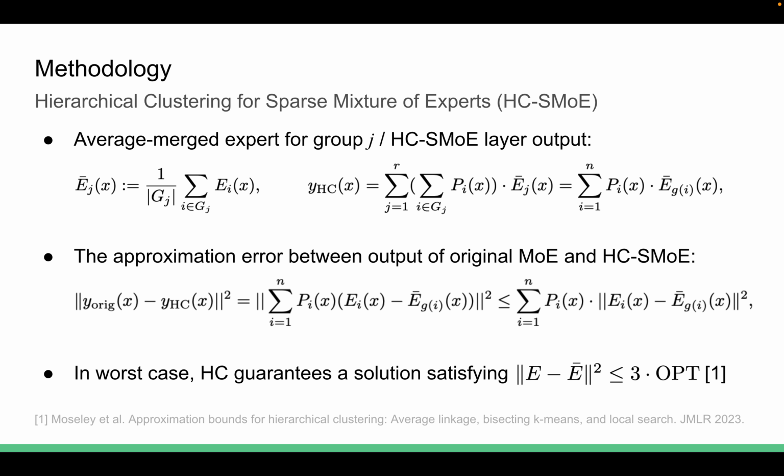Here comes our methodology of HC-SMoE. By defining the layer output, the approximation error between the original model and HC-SMoE will be bounded by this equation by applying Jensen's inequality. And the study has shown that in the worst case, hierarchical clustering guarantees the solution will not exceed 3 times the optimum upper bound. Therefore, we use HC as our clustering method.